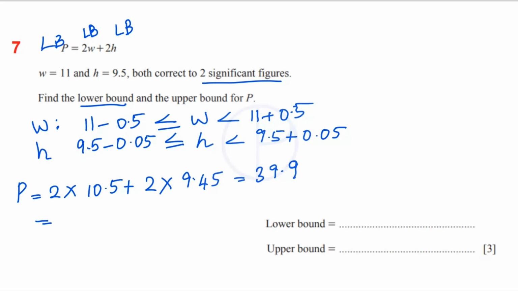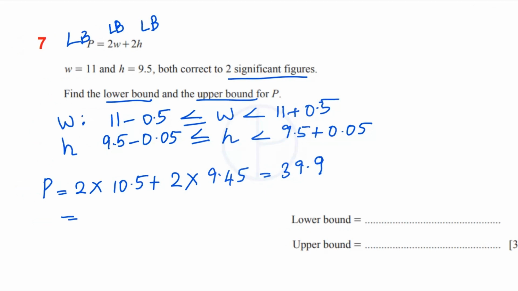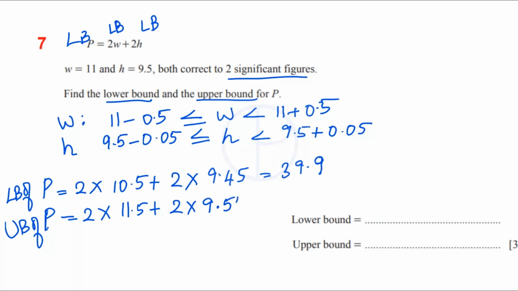Next, it's given to find the upper bound also. Upper bound of P is, take the upper bound for W and upper bound for H, which is 11.5 plus 2 times 9.55, which is equal to 42.1. So the bounds are 39.9 and 42.1.